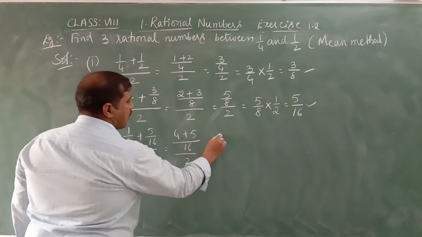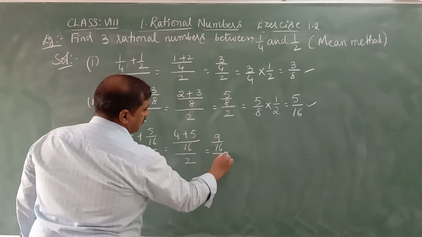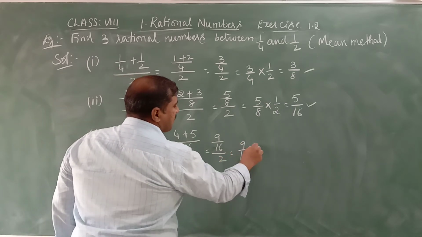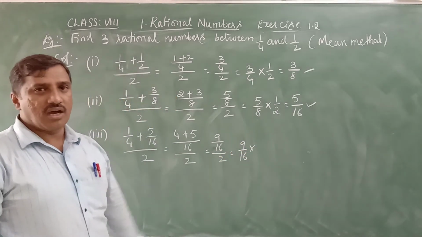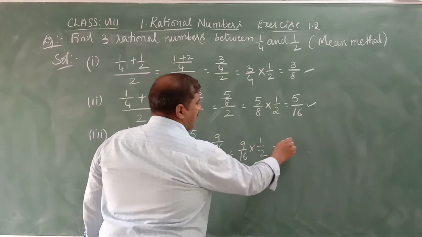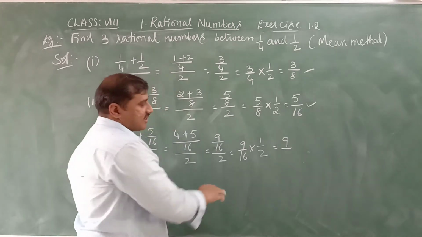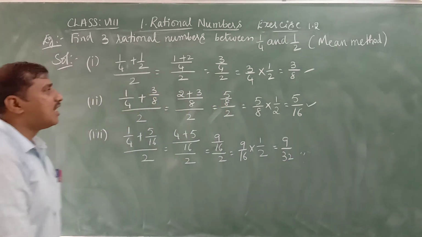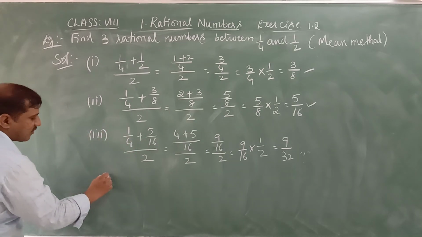Now 4 plus 5, 9. 9 by 16 by 2. That is equals to 9 by 16 multiplied by the reciprocal of 2, that is 1 by 2, which we get as 9 into 1, 9, divided by 16 into 2, which is 32. 9 by 32. Now what are the rational numbers which we got?